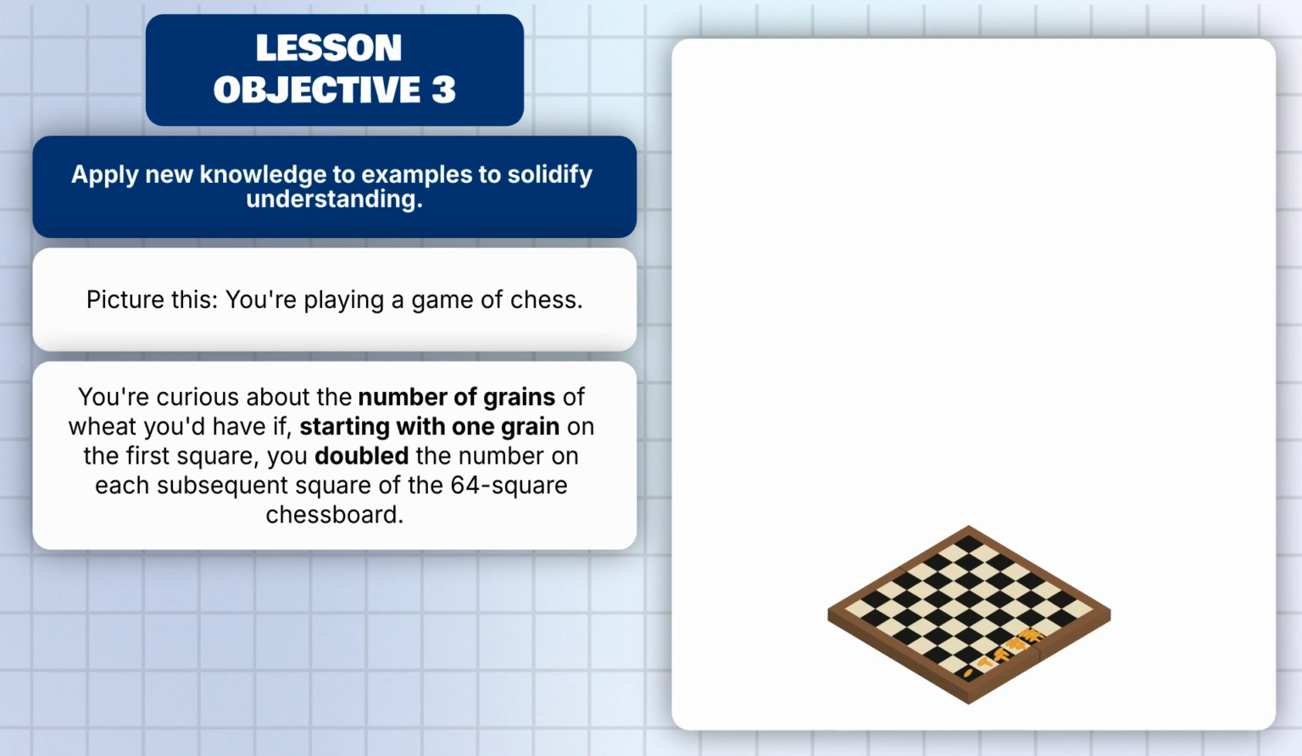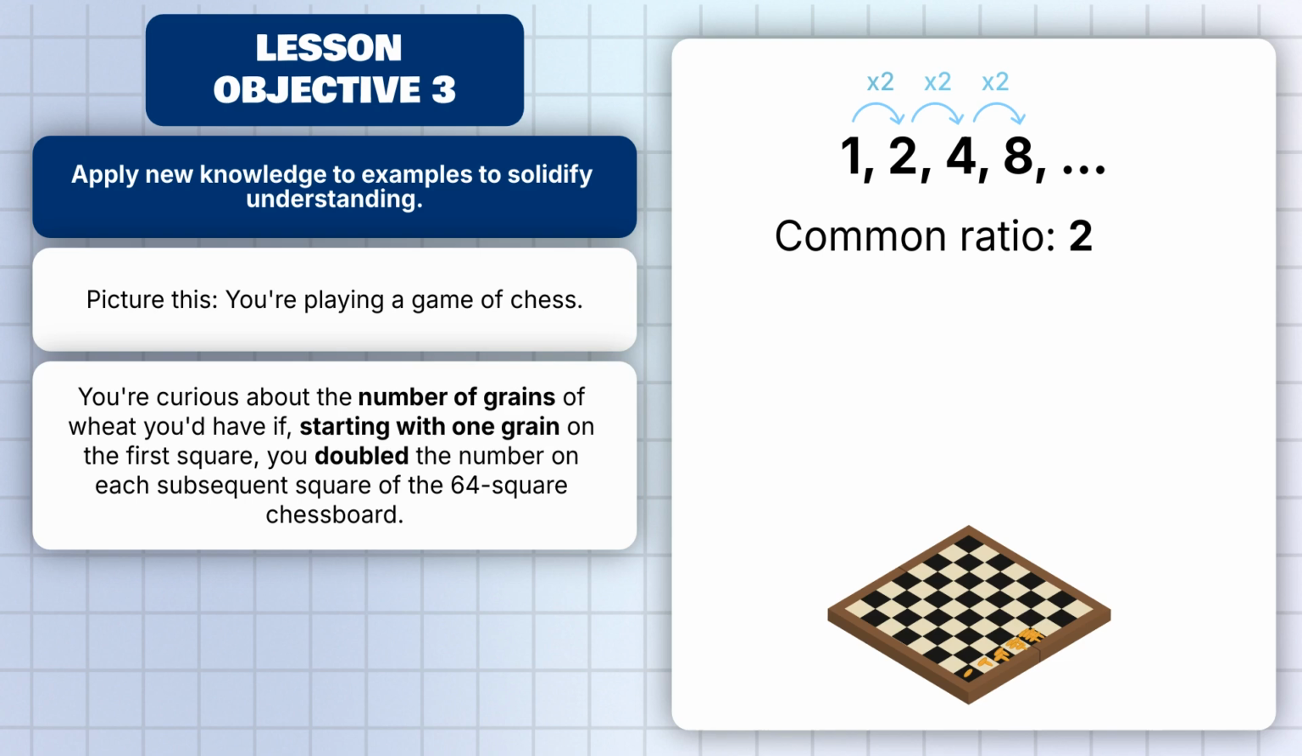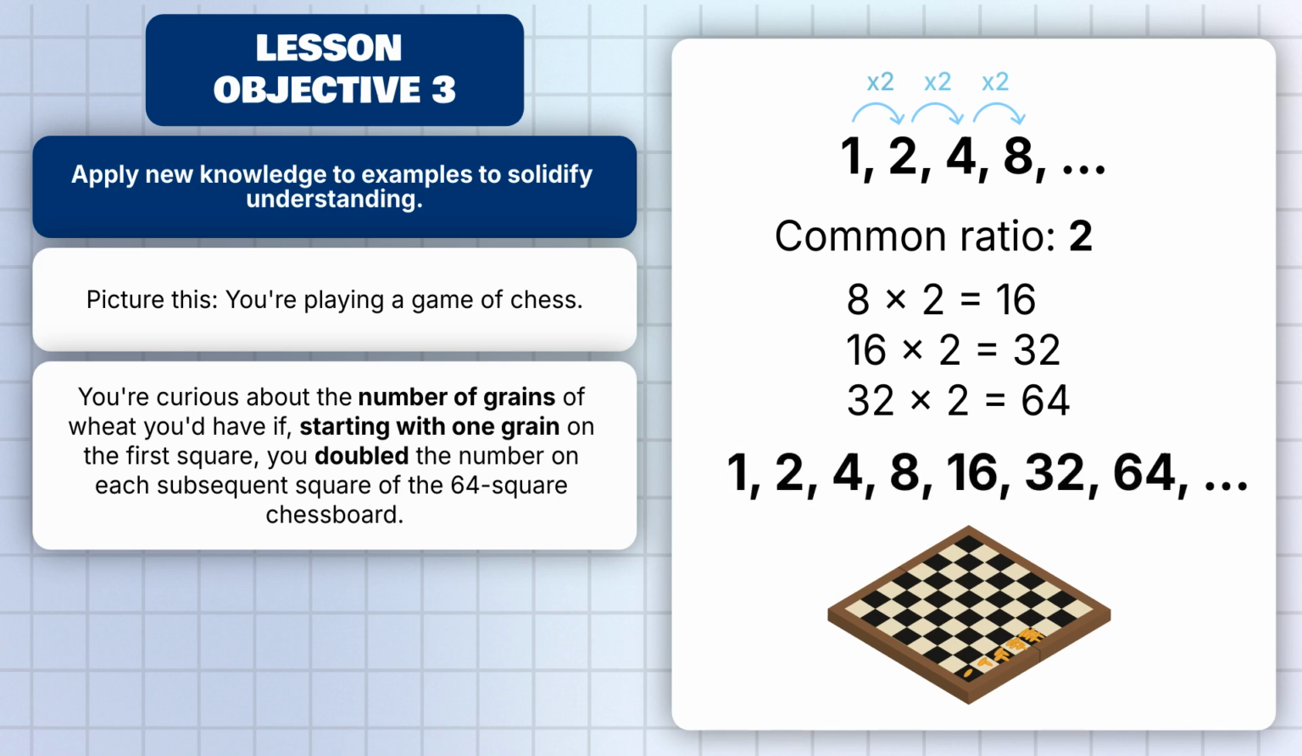Firstly, identify your sequence. Let's list down the first few terms. We've got 1, 2, 4, 8, each term obtained by doubling the one before it. Then identify the common ratio. Since a geometric sequence involves multiplying by a consistent number from one term to the next, we need to identify this number. The common ratio in our sequence would be 2 because we double each preceding term. To find the next few terms, we apply this common ratio by multiplying the latest term by 2. So if we were to continue the sequence after 8, we'd have 16, then 32, then 64, and so on.